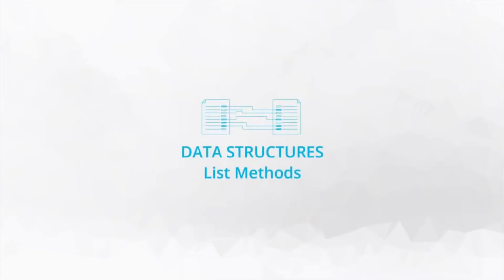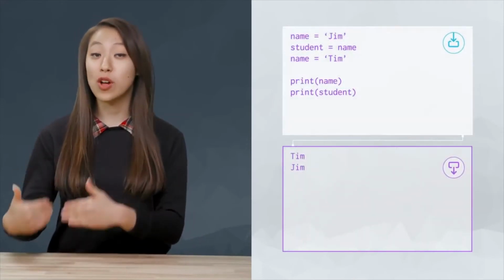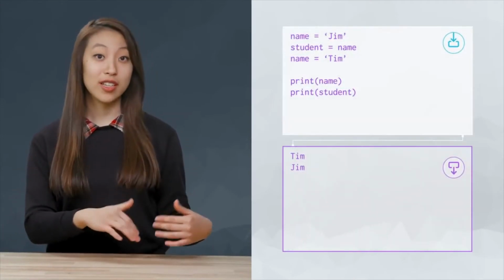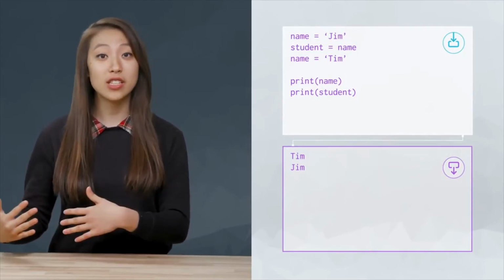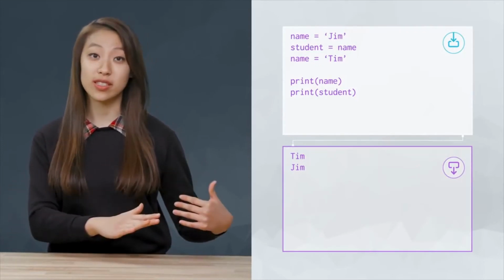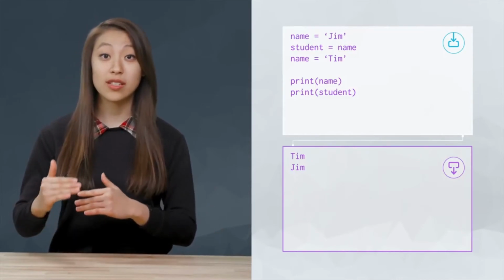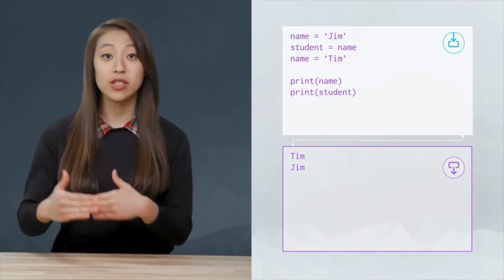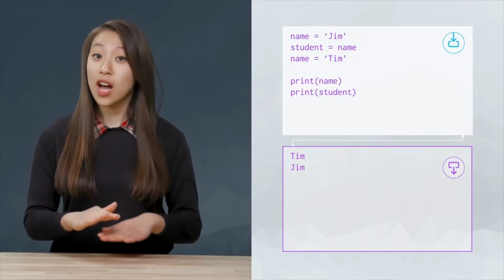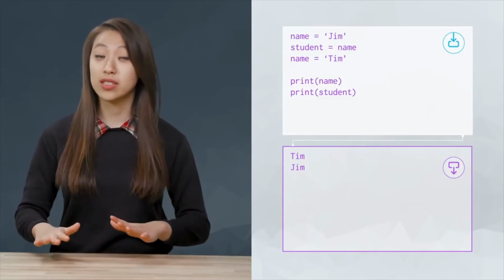Previously, when we created a variable that held an immutable object, the value of that immutable object was saved in memory. Here, we create a name with value Jim and assign it to another variable called student. It is the value Jim that is assigned to student. So when we reassign name to update it to Tim, this change is not reflected in the value of student.